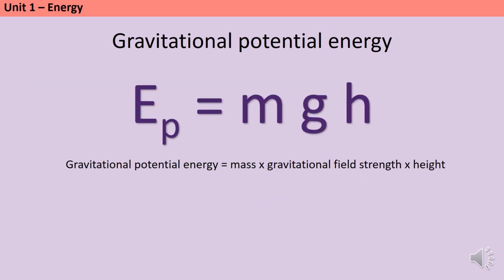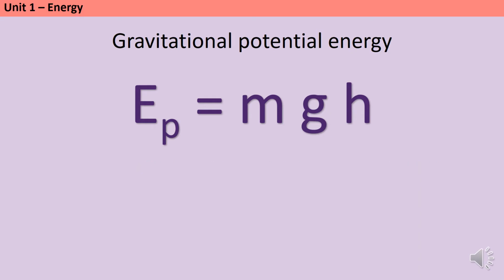If we put these three components together, then we can make up the 9th physics equation that you need to memorise for the exams. Gravitational potential energy is mass multiplied by gravitational field strength multiplied by height. As with all of your GCSE physics equations, it's important that you use the standard international units for each component, otherwise the answer to any calculation you do won't be the right size.